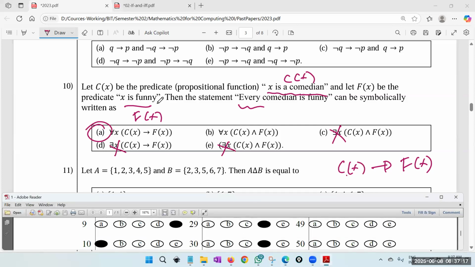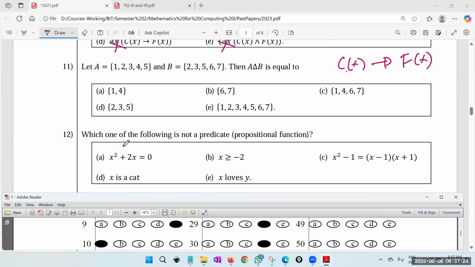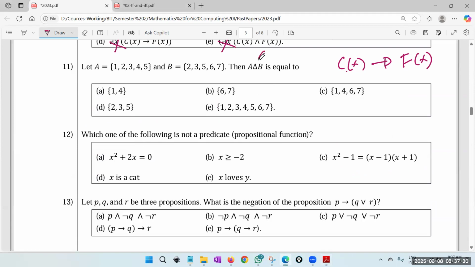Yes, answer is A. Question 11. Let A equal 1, 2, 3, 4, 5. I forgot to add A delta B to your note, so I will add that to the note also.